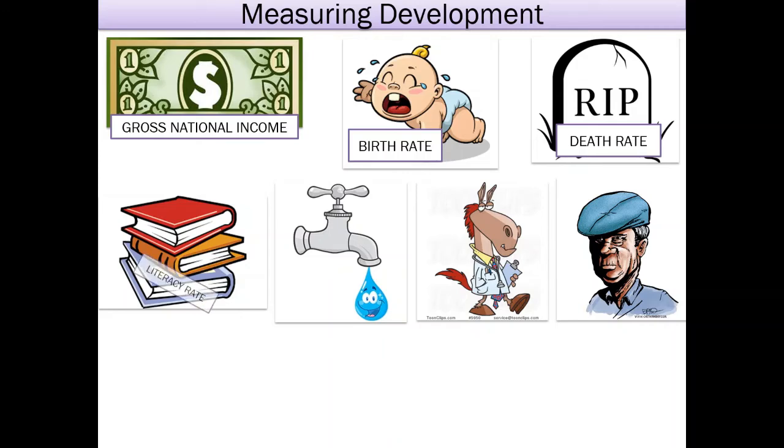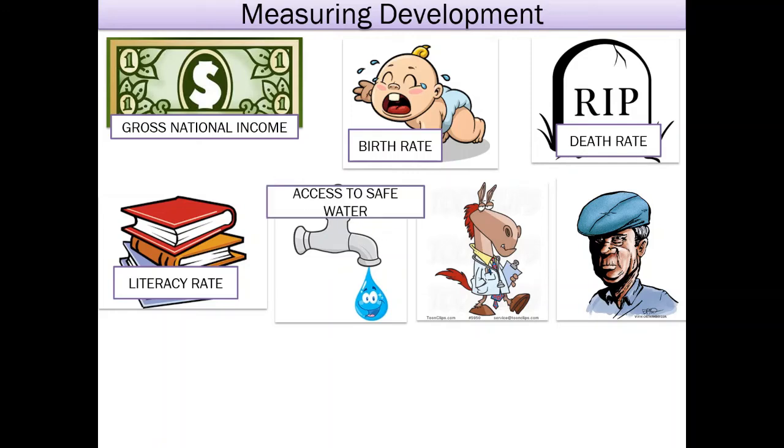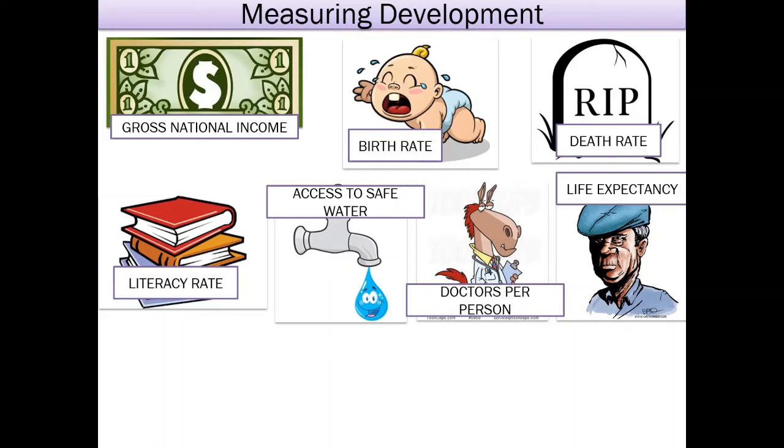Okay, next one we'll look at then is literacy rate, and that's how many adults can read and write within a country. And again, if you can read and write, that means you've got a good education, it means you can get a better job. Okay, we've got access to clean, safe water, so that's water that you can drink, you can wash with. Okay, social development. And we've got doctors per person, so how many people have access to a doctor in a country. And then finally, you've got your life expectancy, which tells us how long on average people live.